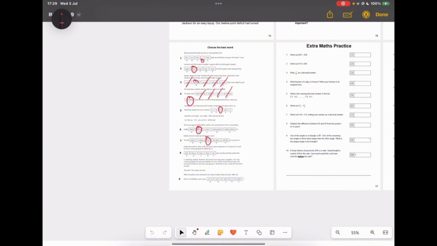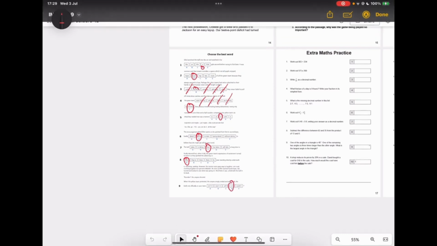The tallest boy in their year, there as in possessive, standing directly beneath it, watching, waiting. However, the tension soon gave way to laughter, not cruel, mocking laughter, but genuine disbelief. As soon as Ellie reached fourth base, she turned and looked to see what was going on. There it was, a bird with the ball in its beak. Round her, the umpire shouted. When the yellow team protested, the umpire simply smiled and said, Well, the word's not officially on your team, is it? Question mark. There. And that is proofreading.